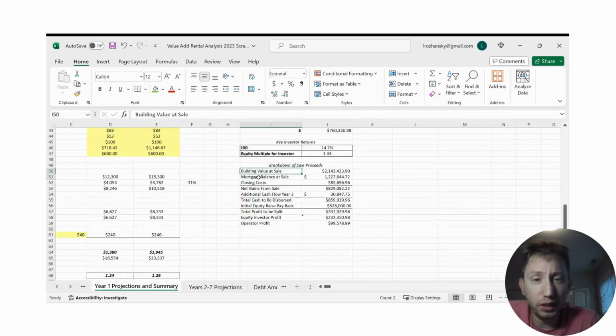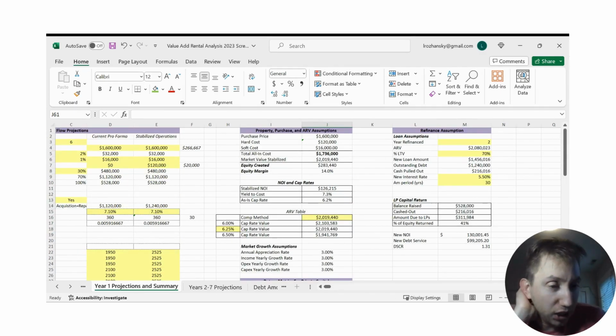And then I did a breakdown of sale proceeds so we can clearly see how the sell-off goes. So you're going to have your building value at sale. You're going to have your mortgage balance at sale. You're going to have closing costs, net gains, additional cash flow. You'll see the total proceeds to be dispersed. We're going to pay back our guys the $530,000 that we raised. So total net profit is going to be $330,000. And then we're going to split that based on our percent ownership between our equity investors and us, the operator. So we're going to make $100,000 in proceeds.